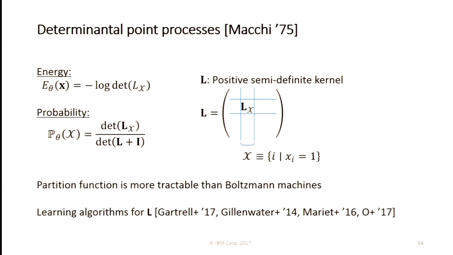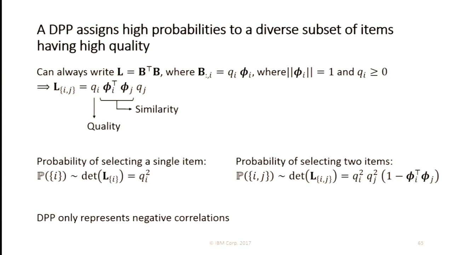It turns out that you don't have an intractable partition function in this case. The partition function is the determinant of this kernel matrix plus the identity matrix. And there are several learning algorithms that have been proposed recently in machine learning conferences. So I'm going to skip this one.